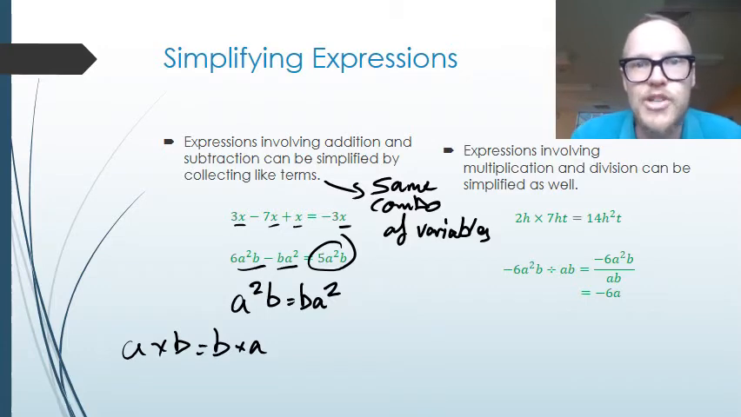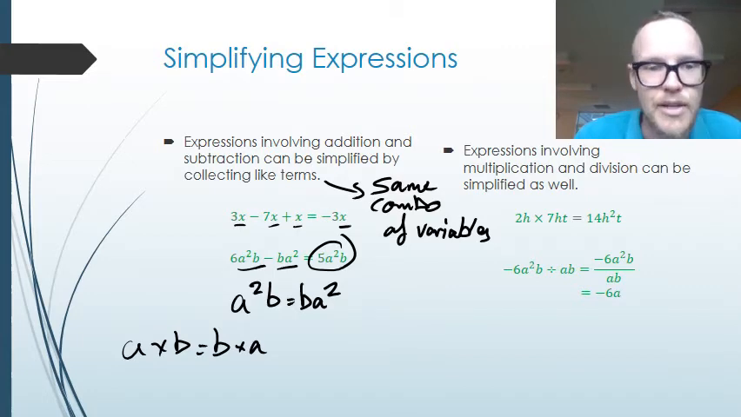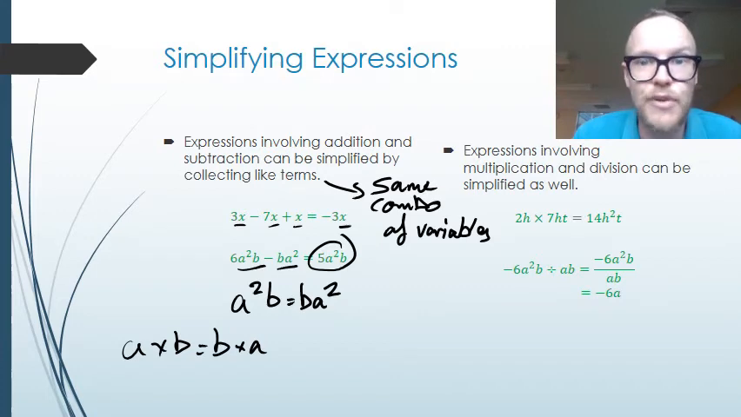When we're looking at multiplication and division, we can look at simplifying those as well, remembering that because of that commutative law, we can switch them around, multiply them in different order and simplify them that way. So for example, our first example here, 2h times 7ht, we can multiply the 2 and the 7 together to get 14. The h times h is h squared, so we've got the h squared there, and we've got the multiplied by t there as well. So we've got 14 h squared t as a simplification there.